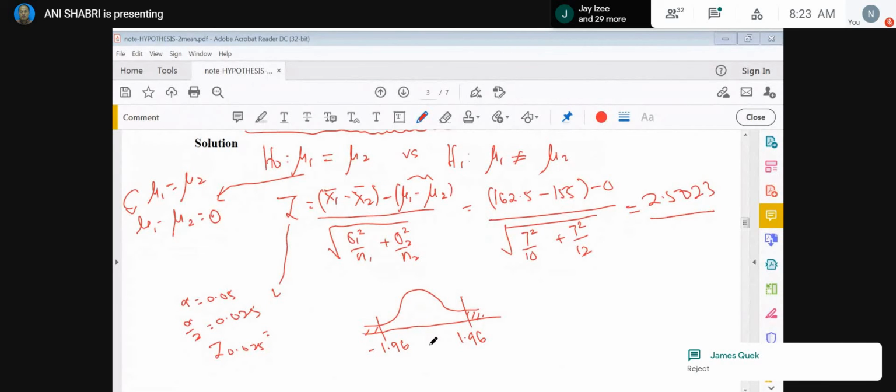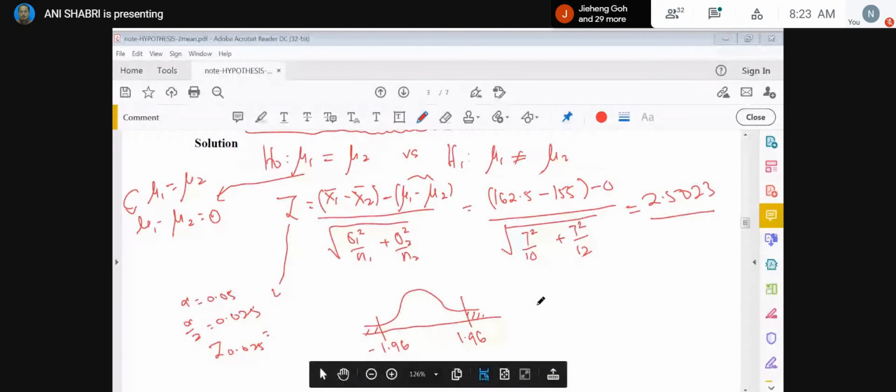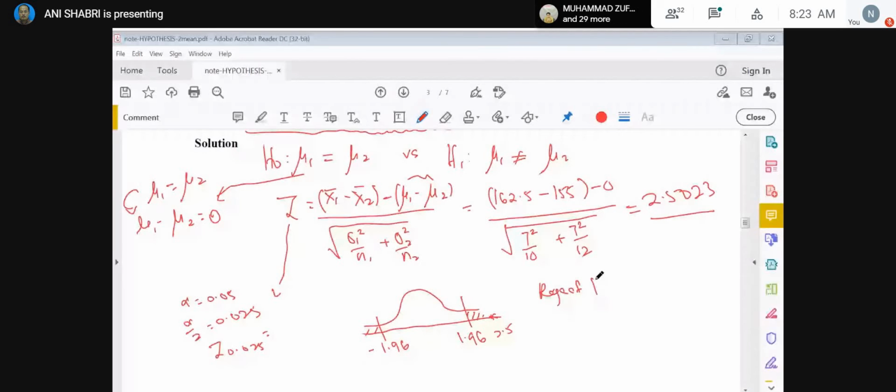Okay, reject. From here, if you see 2.5, it is here, so it means reject. Reject H0 means accept H1. It means mu1 not equal to mu2. Not equal, reject H0, accept H1.